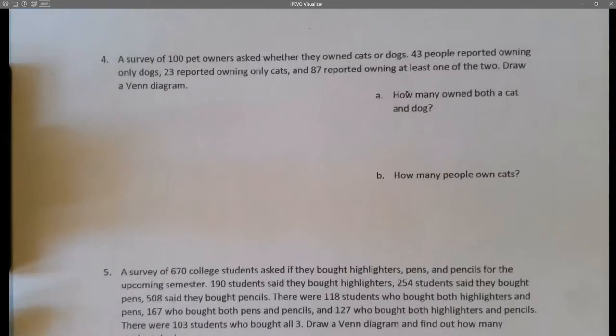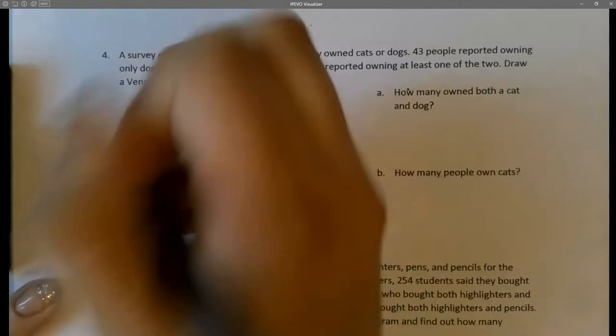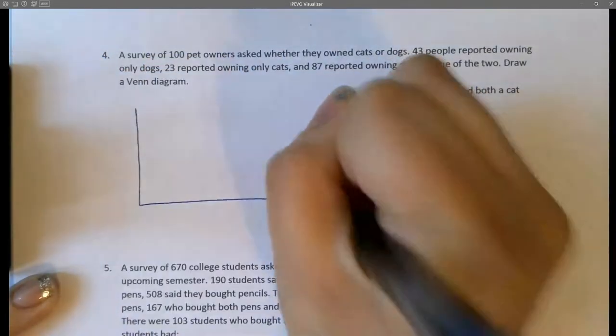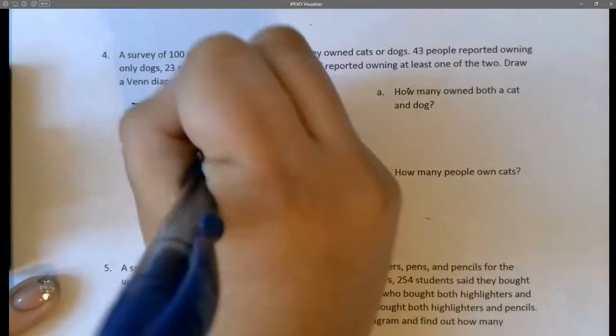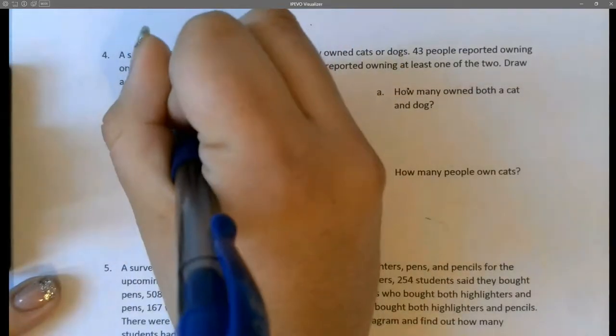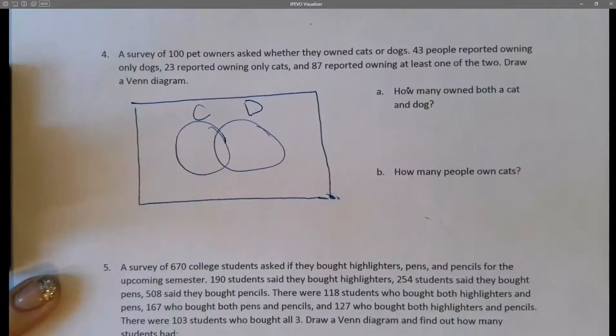Over here, these ones I am drawing the Venn diagrams and filling them in. So this one says a survey of 100 pet owners asked whether they owned cats or dogs. 43 people reported owning only dogs, 23 reported only owning cats, and 87 reported owning at least one of the two animals. So it wants me to draw a Venn diagram. This one, it is important to draw the rectangle for the universal set because people own more than cats and dogs. C for cats, D for dogs.